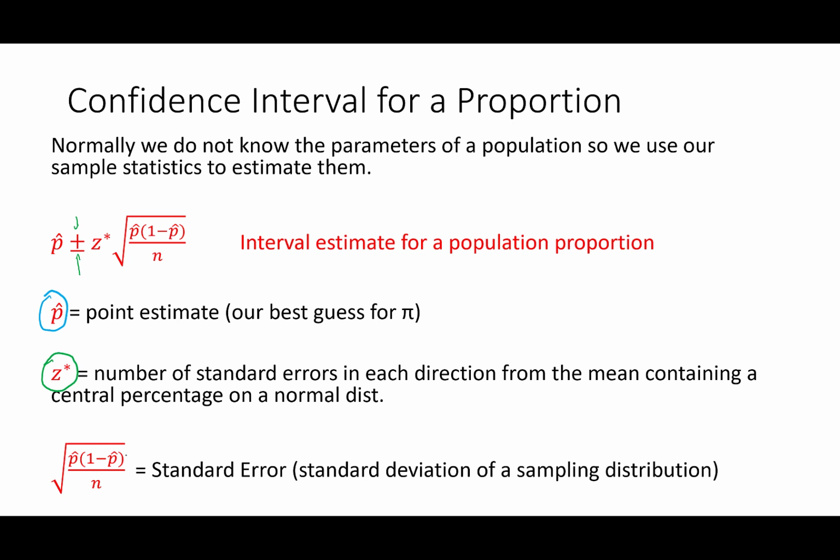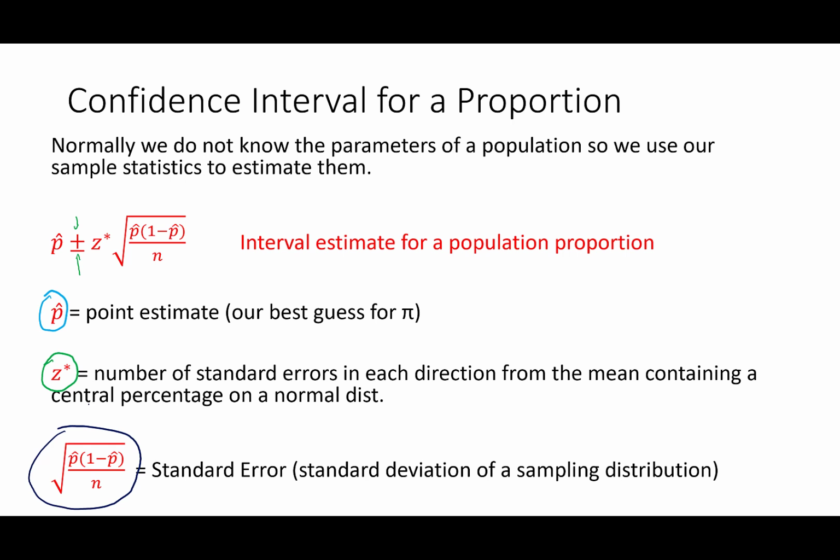And lastly, our standard error is this quantity right here. This is our estimate for the population standard error, or the population standard deviation of the distribution of sample proportions. This formula is going to give us a confidence interval to estimate our population parameter, pi, or the population proportion.